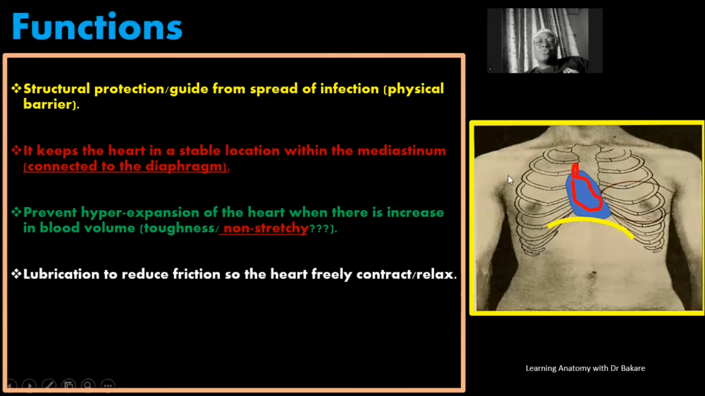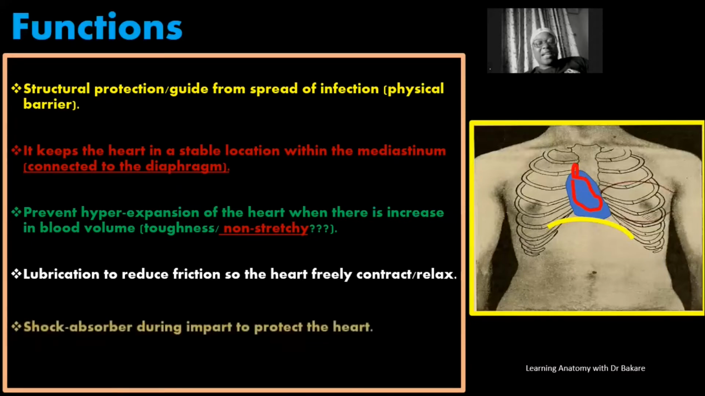Also, it helps to reduce friction because there's a layer of the pericardium where we have serous fluid that helps to lubricate the surface of the heart so that the heart can exhibit free movement during the process of expansion and also relaxation. So we'll also be unfolding this as we go to the structural configuration of the pericardium.